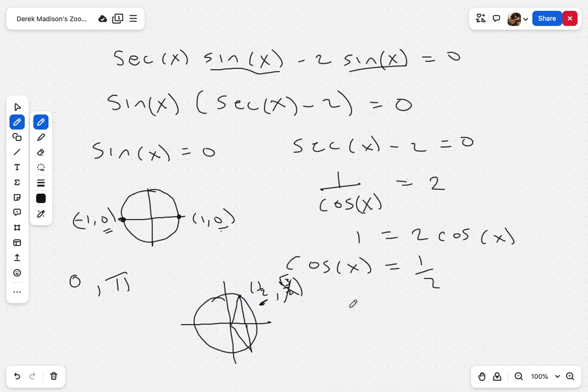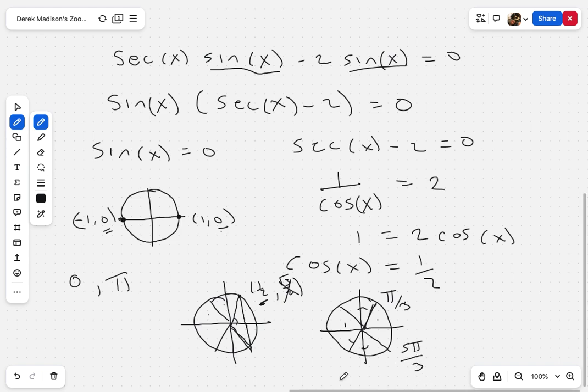That happens at pi over 3, because this is a 60-degree triangle right there. And then that would be 1, 2, 3, and then 4, 5 pi over 3. If we redraw that so you can see it a little bit better, and I cut this into thirds, that'd be 1, 2, 3, 4, 5 pi over 3. So pi over 3 is our first point, and then 5 pi over 3 would be our second point.